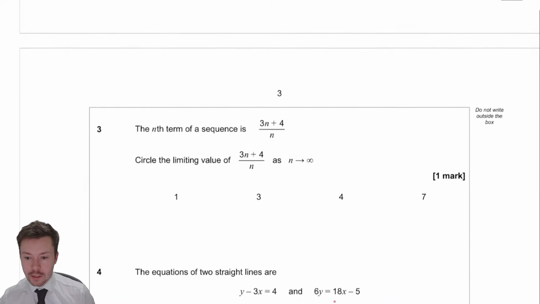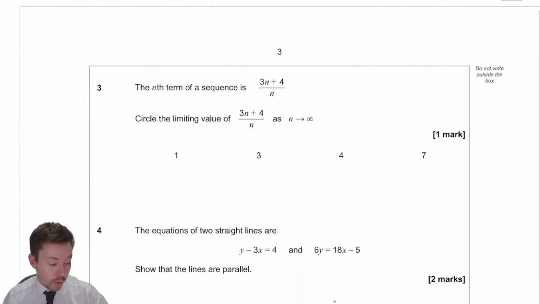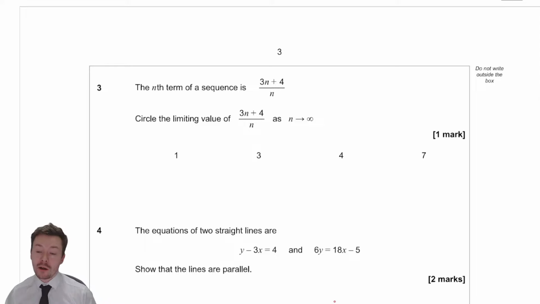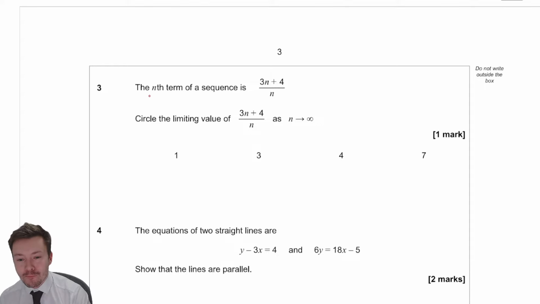Okay, next question. I haven't looked at any of these questions beforehand either. There is one topic which I haven't actually taught in a long time and haven't done in a long time as well, which is vectors. So we'll see how much I can remember when we get to that question. That'll be interesting. Right. The nth term of a sequence is 3n plus 4 over n. Circle the limiting value of this as n goes to infinity.